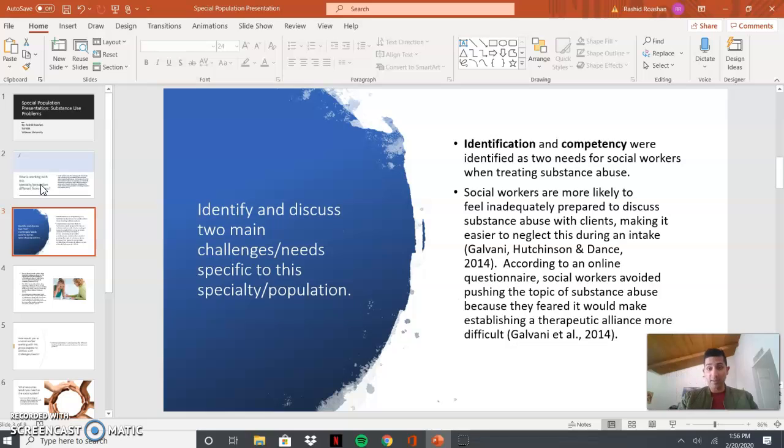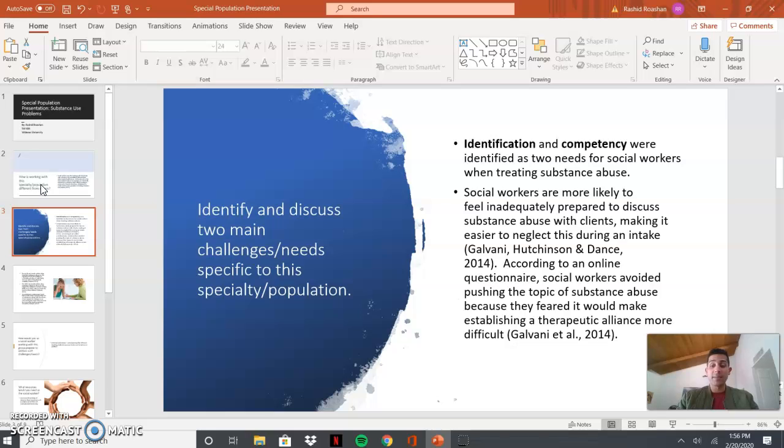Social workers are more likely to feel inadequately prepared to discuss substance abuse with clients, making it easier to neglect this during an intake. So according to the study that I was looking at, it was a big population of social workers in England. About half were working with adult care, so senior care, and half were working with child care, so parents who are on social assistance to care for their young children. The challenge social workers may feel is the resistance towards treatment from clients, according to this questionnaire. The questionnaire was an online survey.